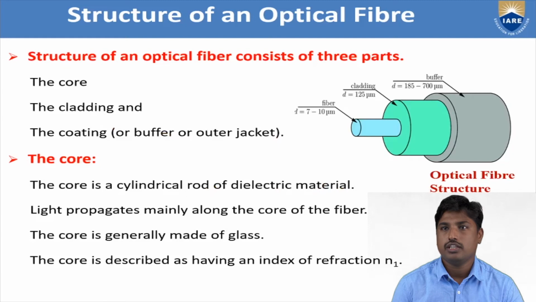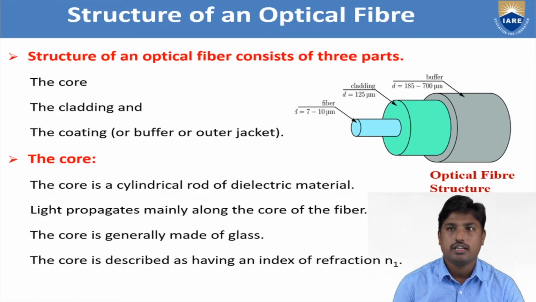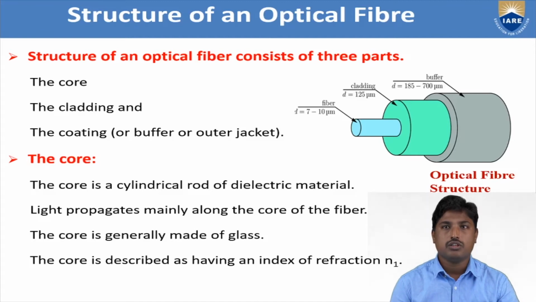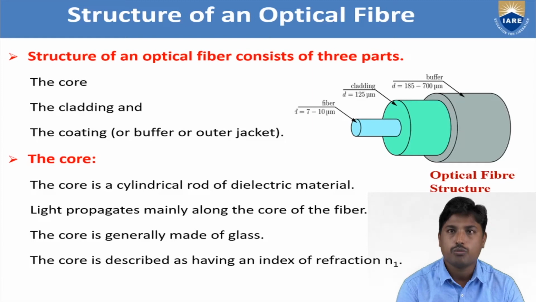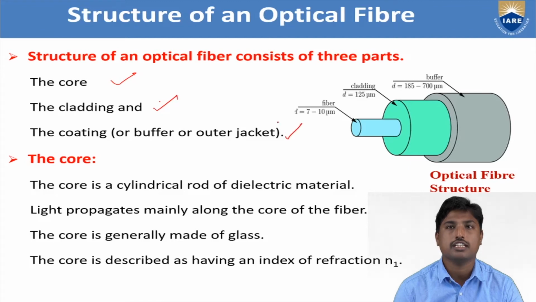The diameter of the core is about 7 to 10 micrometers. The diameter of the cladding is about 125 micrometers. The buffer or outer jacket is about 185 to 700 micrometers sometimes. So the structure of the optical fiber has the core, the cladding, and the coating or buffer or outer jacket. These are the three sections in the structure of the optical fiber.